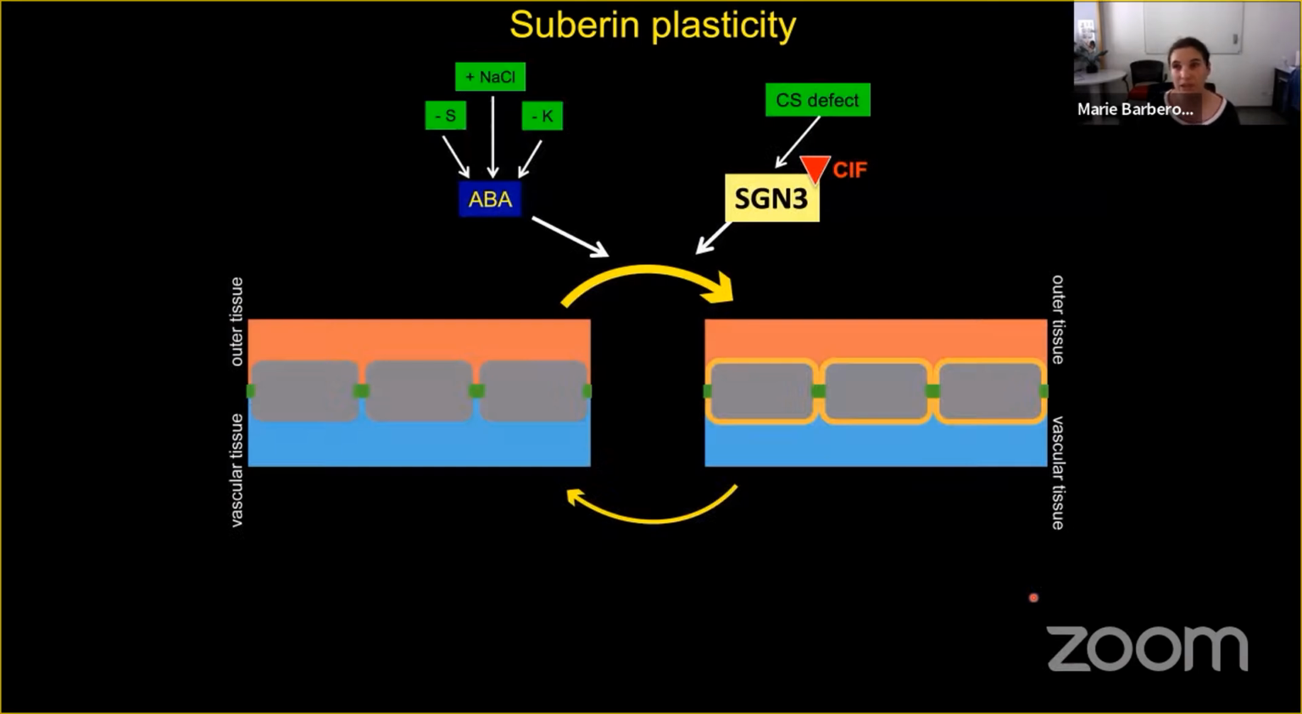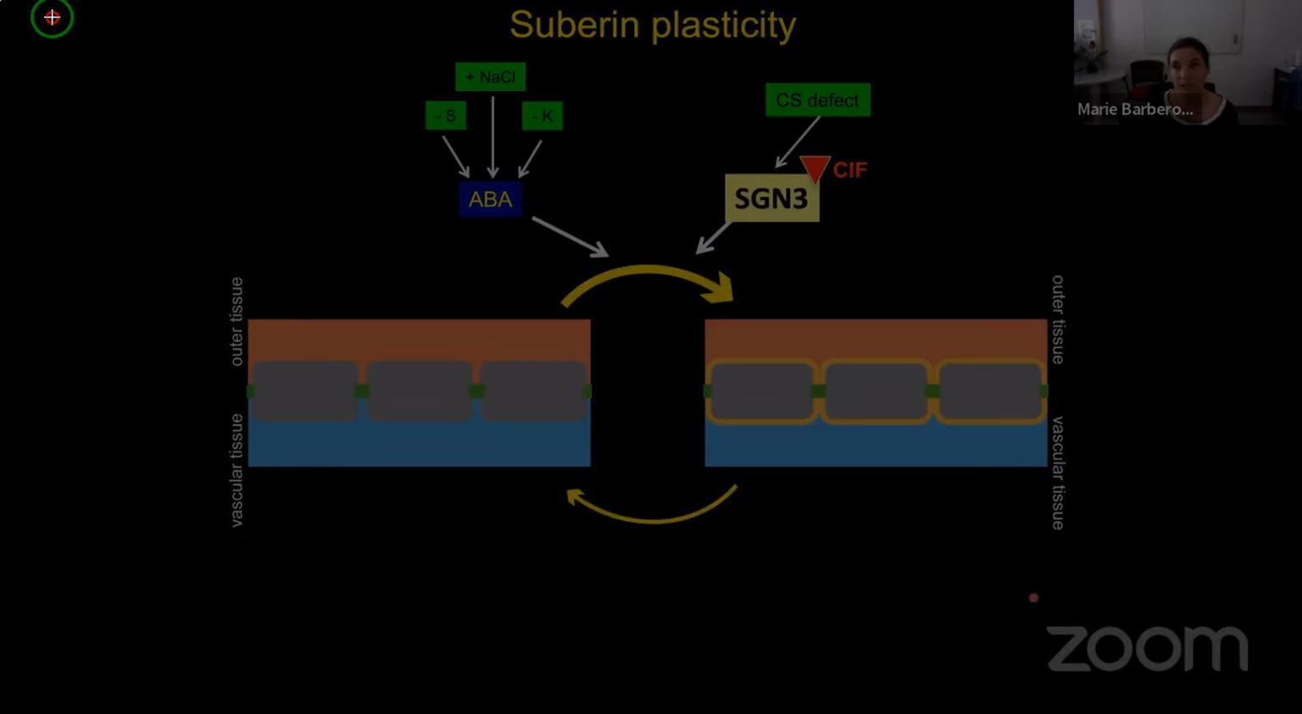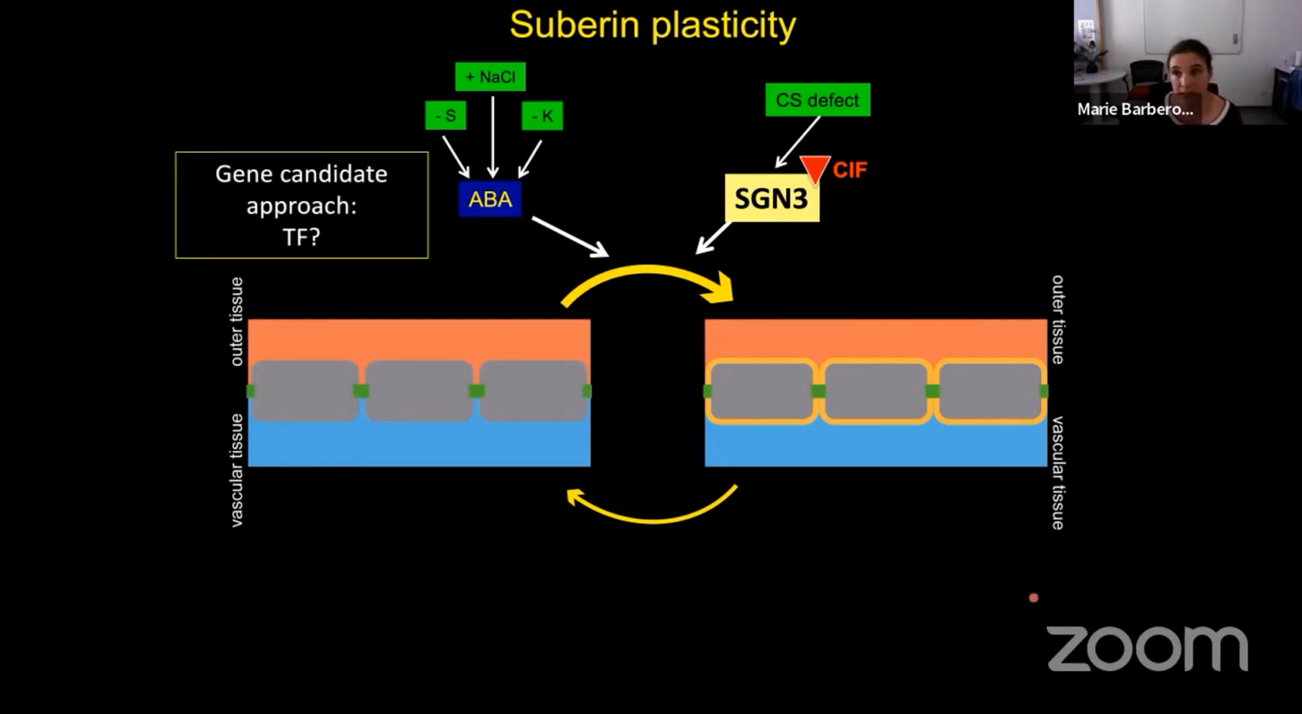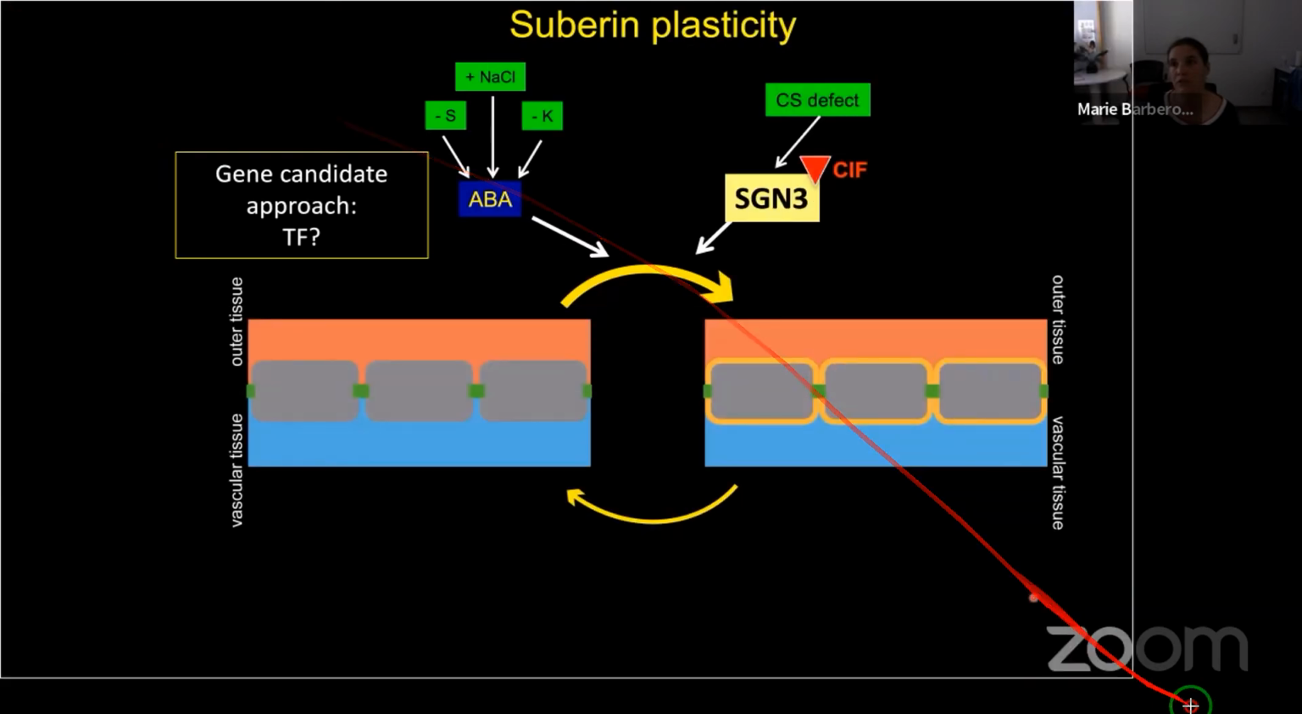So when I started my group in Geneva, we had this nice network of signalings controlling suberization, but we didn't know any molecular factors involved in the endodermis to control this suberization. So that was one of my main objectives, to identify regulators of suberin. So we started with a gene candidate-based approach, trying to identify transcription factors that could be involved in the process.